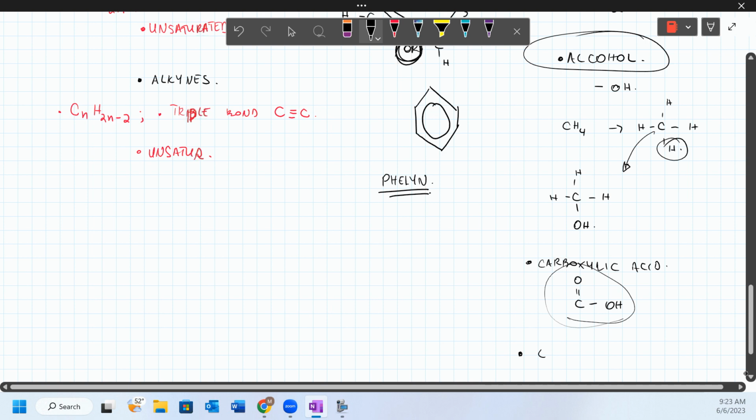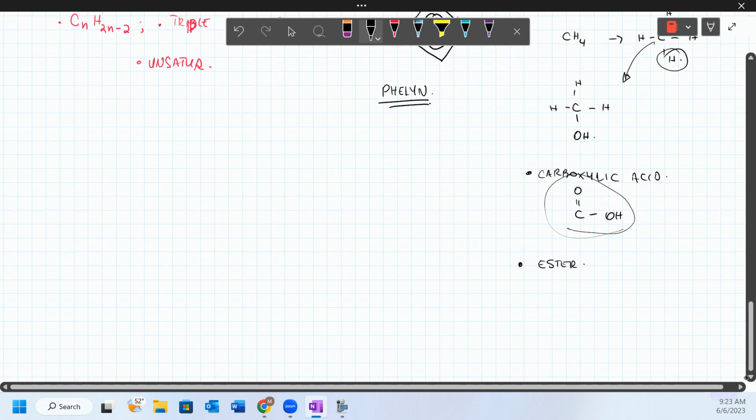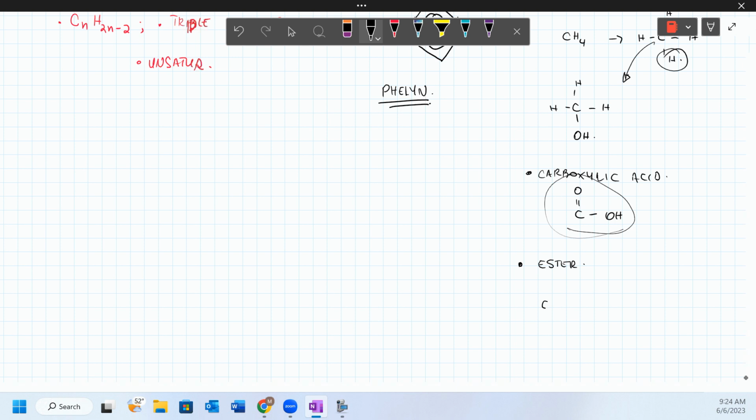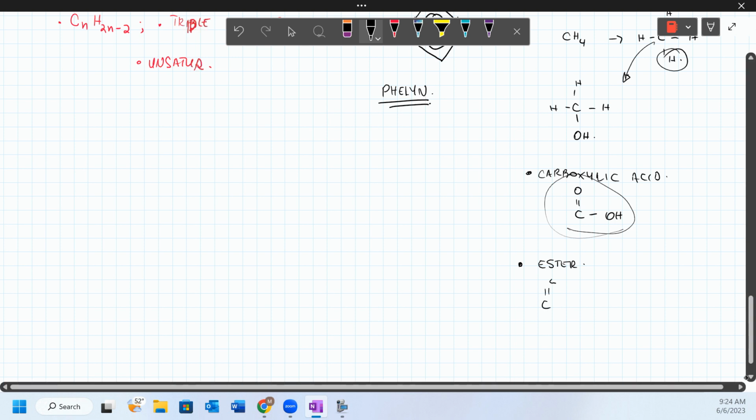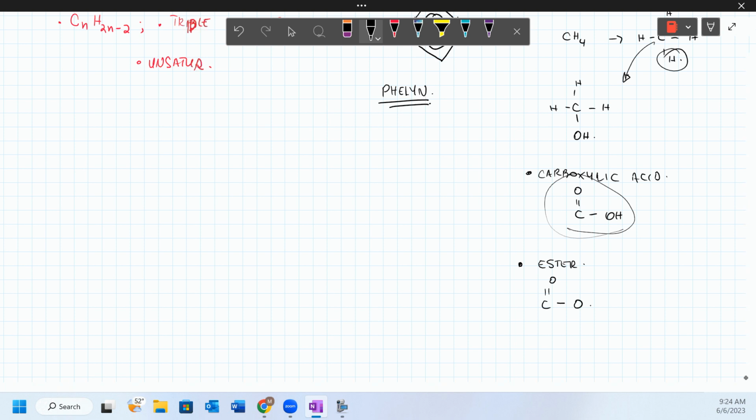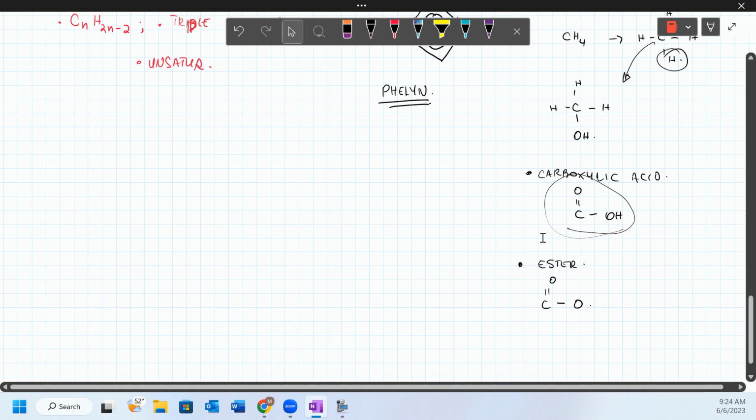And then the last one is esters, which we actually will do as the first one in terms of the way that we will name it. So it is something like this: a double bond, and then we have a single bond of the oxygen. Okay, so this is in terms of the grouping of those.